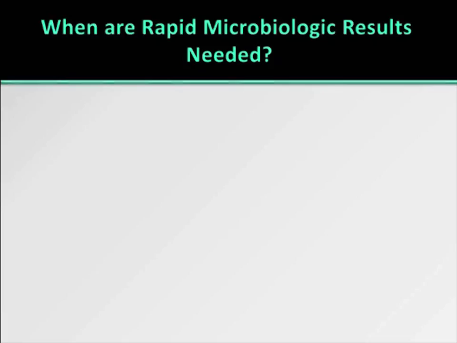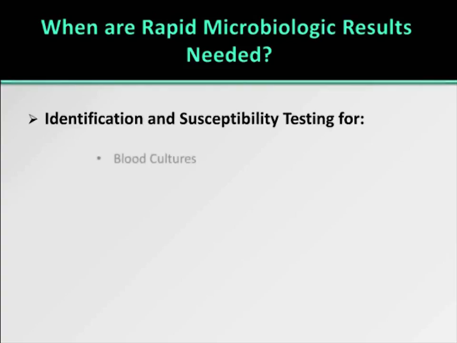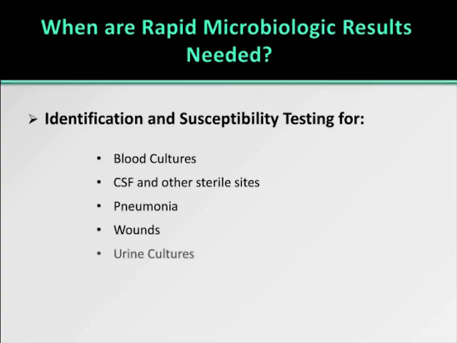When are rapid microbiological results needed? Well, in the big picture, all the time. If we can get results out fast on every test we do, why not? If they're accurate, if they provide better outcomes for our patients, why not? But certainly, the identification and susceptibility testing for blood cultures, for cerebrospinal fluid and other sterile sites, for cases of pneumonia, for those nasty wounds that the faster we treat them, the faster the patients can get out of the hospital successfully, for urine cultures, for sexually transmitted diseases, and I'm sure you can think of other situations where rapid testing for identification and susceptibility would be important for us and for our patients.